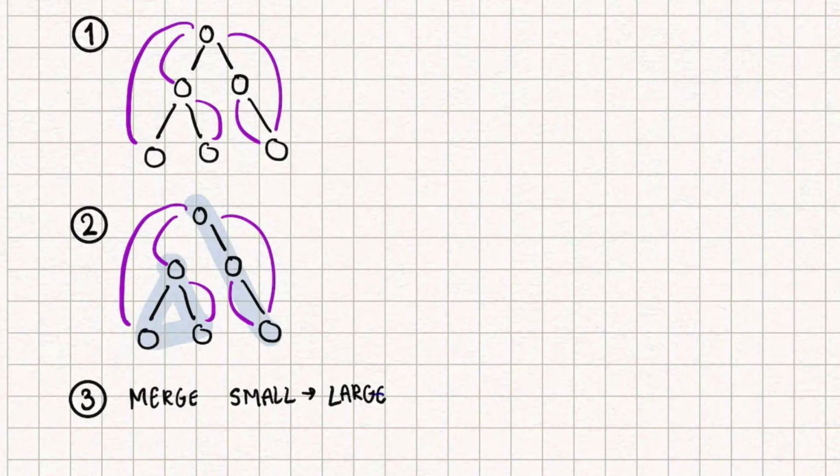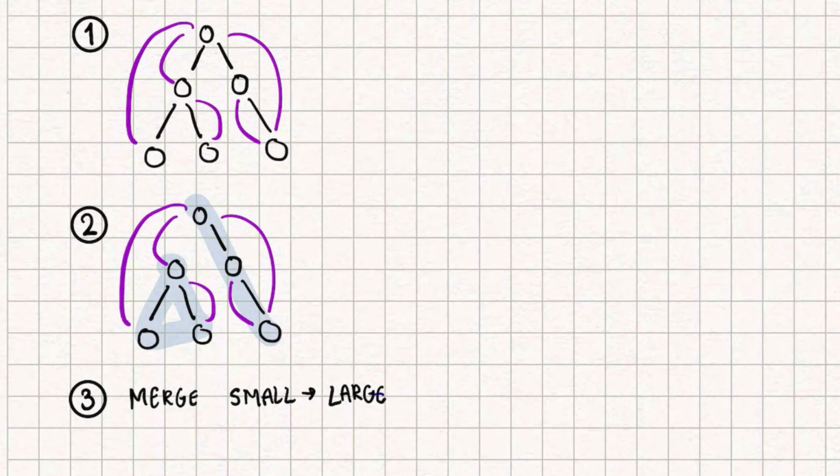So for example, for this node right here, we're going to have this edge here, but also this edge here, so it's just going to store those two edges. For this node, it's going to be this edge. For this node, it's going to be this edge and this edge, and so on. And when we do that, we can apply merge small to large so that every time we merge two subtrees, we're not going to look at the size of the children. We're going to look at the size of the sets of the extra edges.